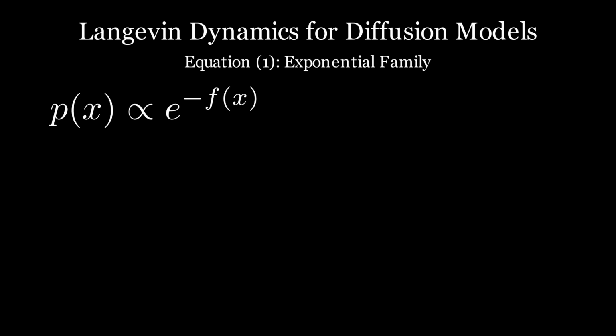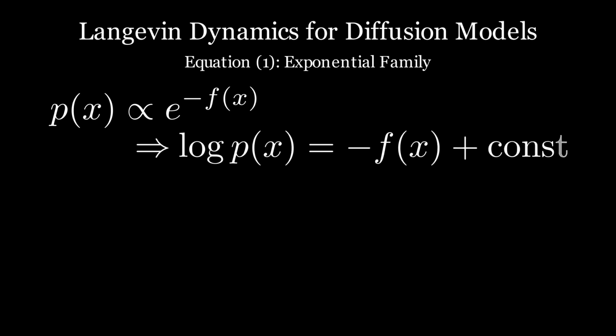Taking the log of both sides, we get log of p(x) equals negative of f(x) plus a constant. Now let's assume that we don't have a way to directly sample from this distribution. Instead, we assume we can only know the gradient of the function at every point, that is, del of f(x).